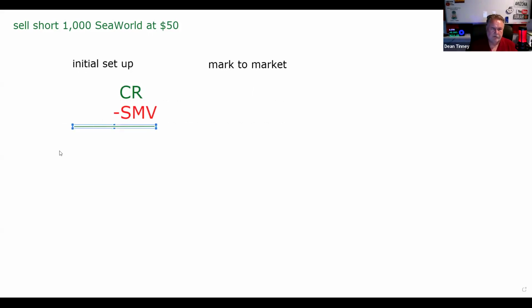All right, so we got to do our initial setup. So test question, to do a short sale, you have to have a margin account and there is a locate requirement. So I'm not going to be able to sell short 1,000 shares of SeaWorld unless my broker tells me that I can borrow it. And so that's our first thing. So there's a locate requirement.